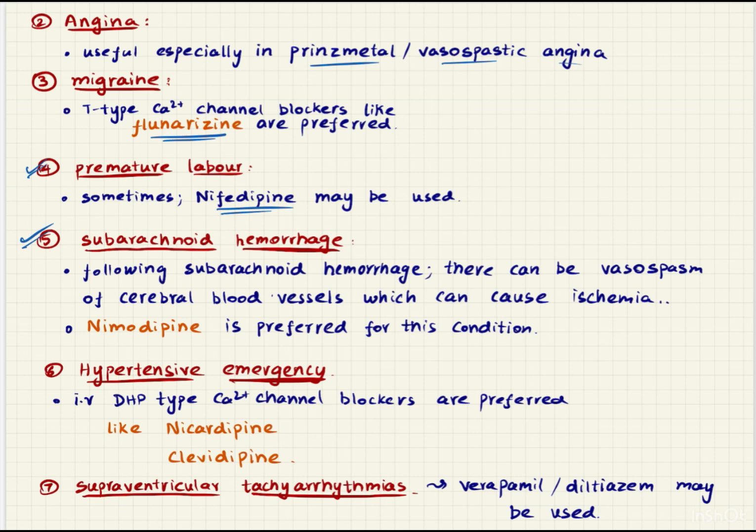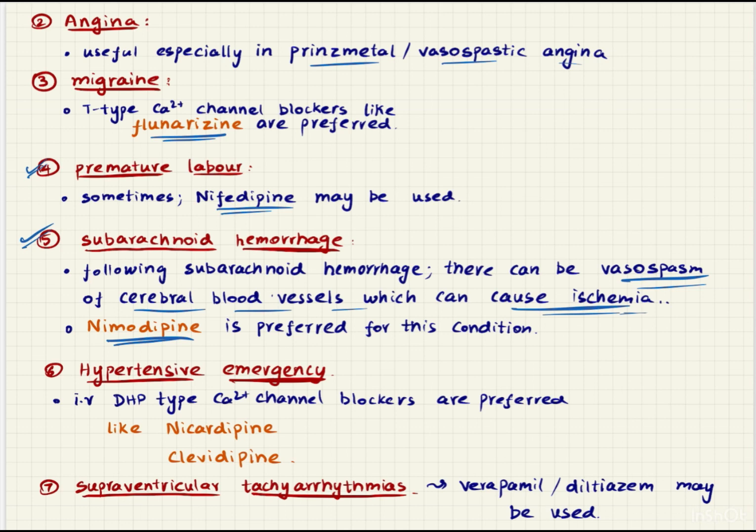This is an interesting indication: subarachnoid hemorrhage. Following subarachnoid hemorrhage, there can be vasospasm of the cerebral blood vessels, which can cause ischemia to the neurons. I wouldn't want that to happen. I wouldn't want neuronal death to happen. So nimodipine is a dihydropyridine type of calcium channel blocker which is preferred, which is FDA approved for this particular indication.